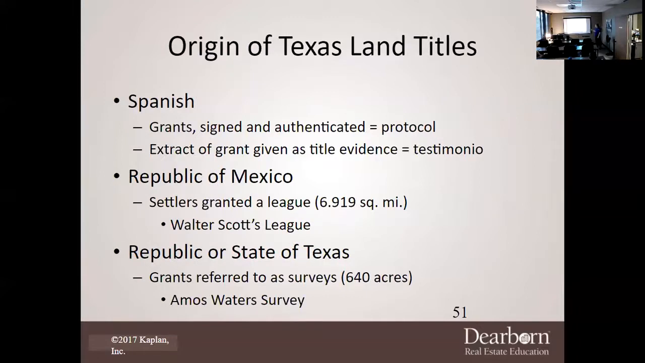The origins of Texas land titles. Now, you do see you've got Spanish, Republic of Mexico, and the Republic or State of Texas. In Spanish, it grants, signs, and authenticated, which is going to be what's called a protocol. The extract of a grant given as a title evident is going to be a testimonio. The Republic of Mexico was settlers granted a league of approximately 6.919 square miles, and this was the Walter Scott's league. The Republic or State of Texas grants are going to be referred to as surveys at 640 acres, and Amos Water Survey would be an example of that.